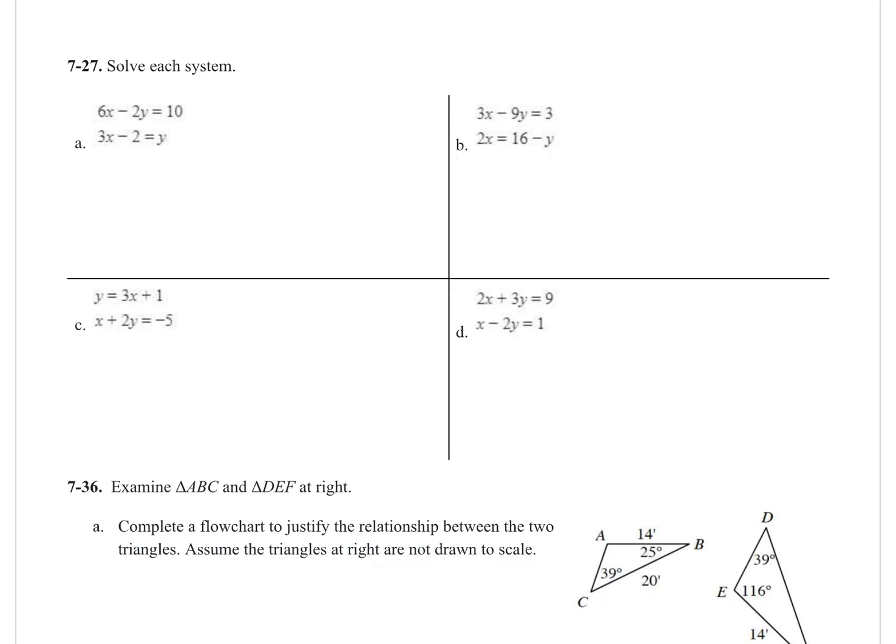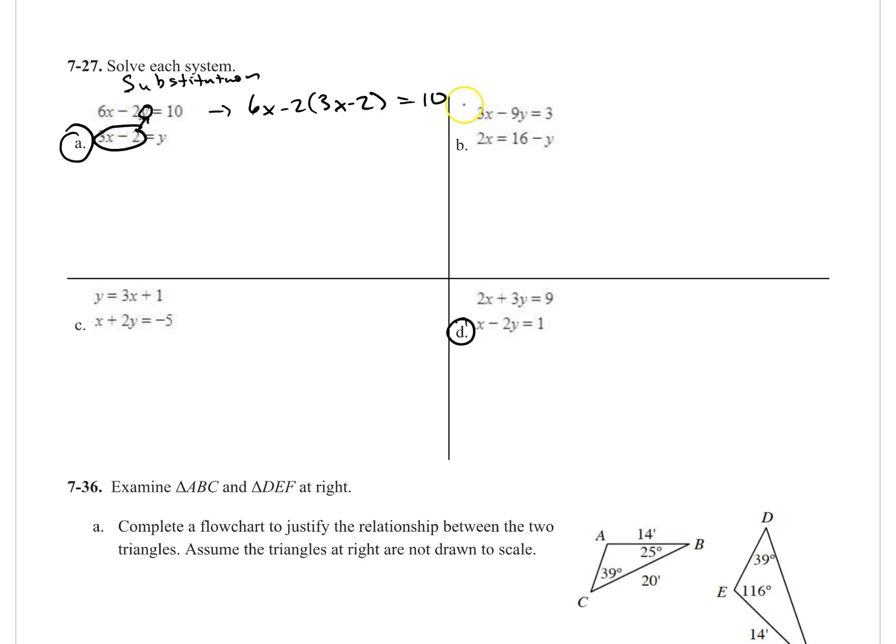Systems of equations. I'll do A and D. This one, we have the bottom equation solved for y, and the top equation not. So let's use substitution. So let's take the bottom equation and substitute it into the top one. So this is 6x minus 2 times whatever y is equal to. So that's 2 times 3x minus 2. And that should be equal to 10.